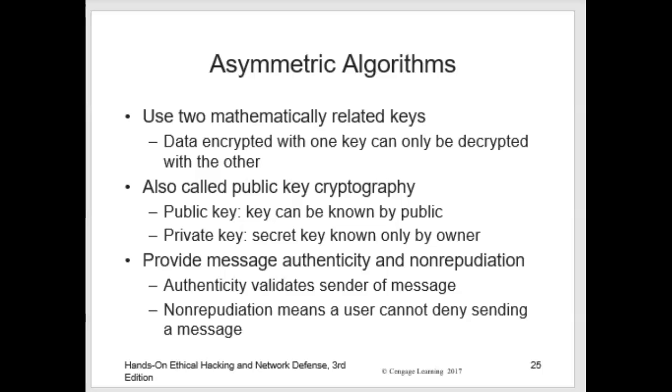Here, instead of a single key used like in symmetric algorithms, asymmetric algorithms use 2 mathematically related keys, right? Sometimes we'll also call these the public and the private key. So data encrypted with one key can be decrypted only with the other key. Another name for the asymmetric algorithm is public key cryptography, as I mentioned. Those terms are used interchangeably, that and asymmetric algorithm, etc.